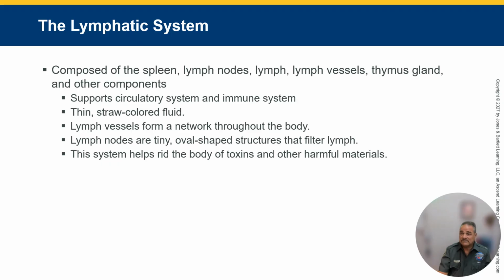That lymph is very, very important because those materials that it's transporting could be white blood cells, red blood cells, or anything that the body needs to support itself, the proteins for coagulation, platelets, and those kind of things. Anything that the body needs can come through the lymph and be distributed. It serves as basically an auxiliary circulation system as we need it. Lymph nodes are tiny oval-shaped structures that filter the lymph. The system helps to rid the body of toxins and other harmful materials as well.